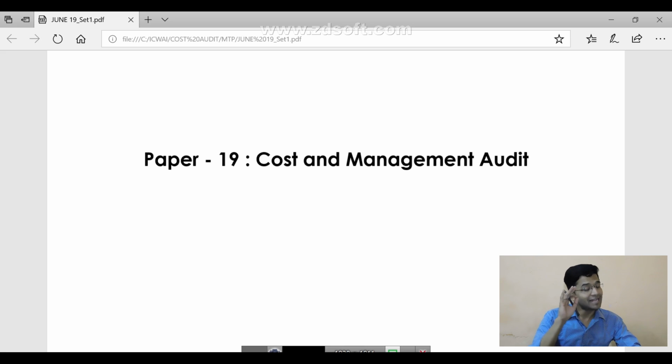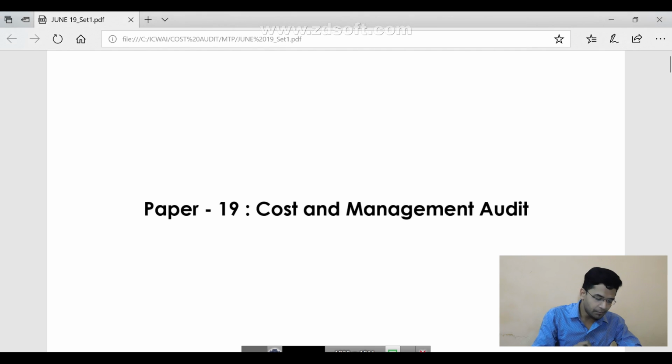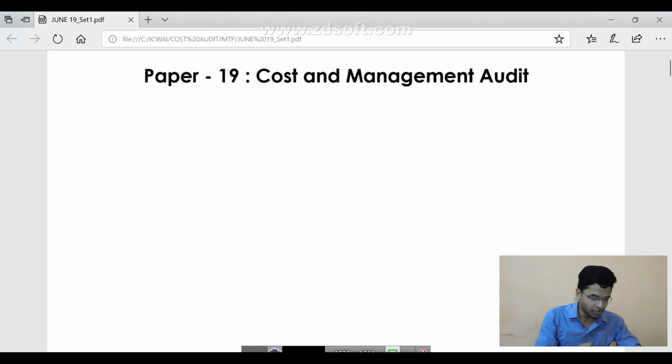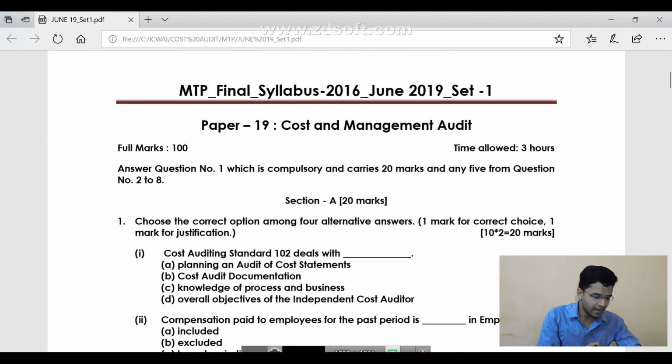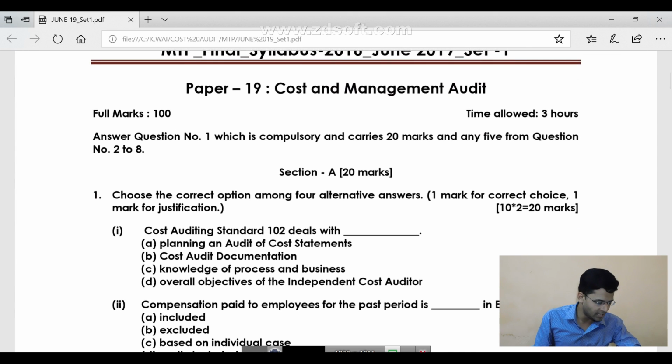Trust me, you can actually find a question worth 5 or 6 marks in your examination as it is derived from the MTPs. So let's get on to the MTP, which has been released for Cost and Management Audit, and as you can see on your screen, this MTP has been released for June 2019 attempt. 100 marks MTP is there, and first question is related to multiple choice questions.